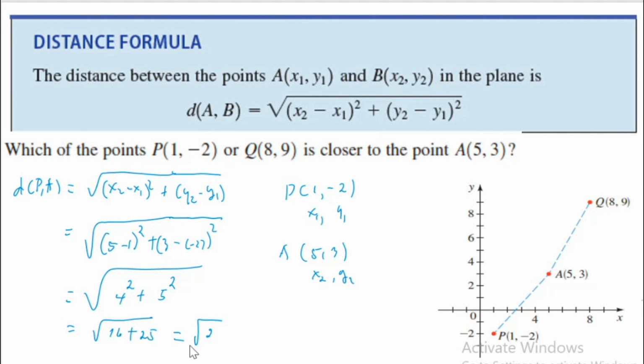So the sum of 16 plus 25 is 41, so the distance is the square root of 41. So this is now the distance between P and A. Next, we're going to solve also the distance between QA or AQ.